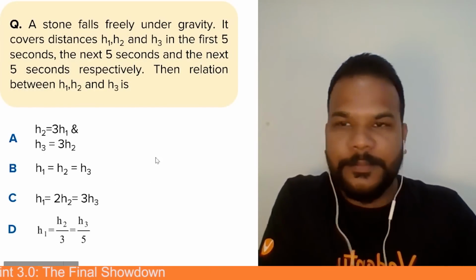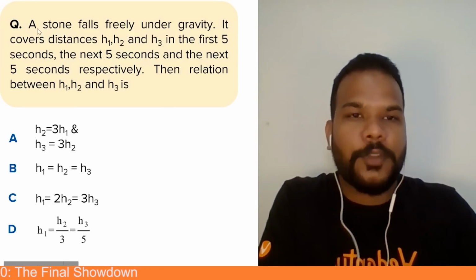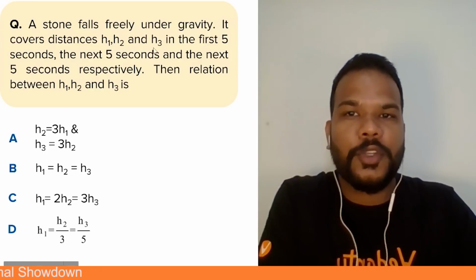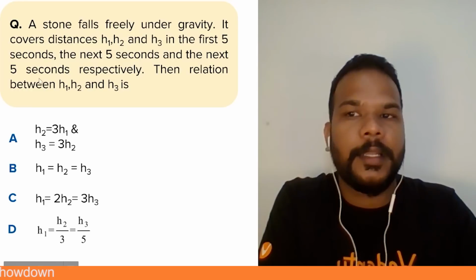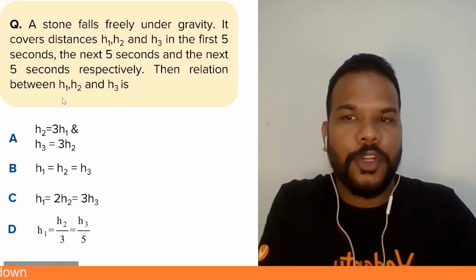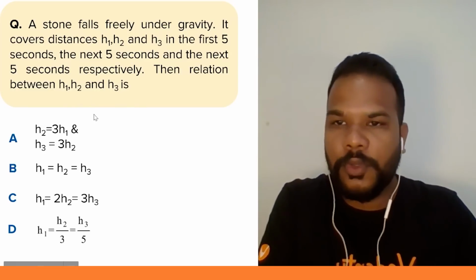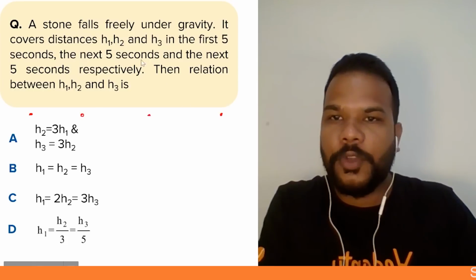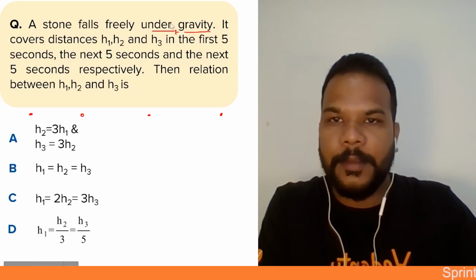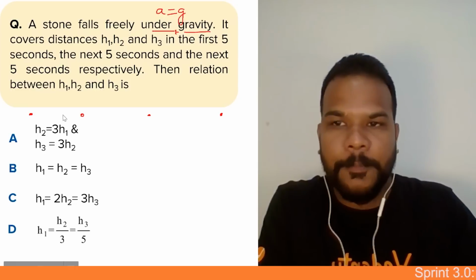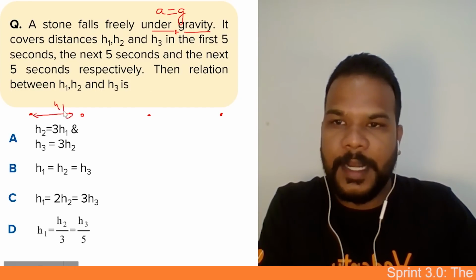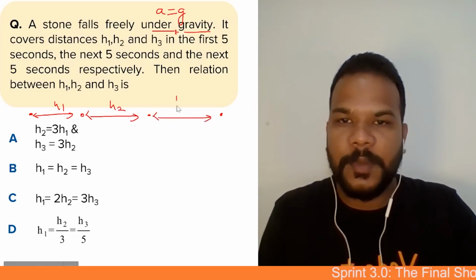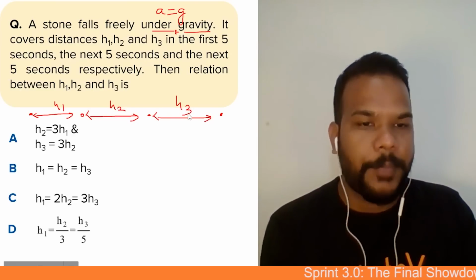Let's start. Question number 1: a stone falls freely under gravity. It covers distances h1, h2, h3 in the first 5 seconds, the next 5 seconds, and the next 5 seconds respectively. Then the relation between h1, h2, h3 is to be found. So basically your object is moving in such a way that it is uniformly accelerating because it is moving under gravity, and we know that acceleration due to gravity is a constant. This is your first 5-second displacement, that is h1. This is the next 5 seconds, h2, and in the next 5 seconds the body is covering h3. We are practicing questions.